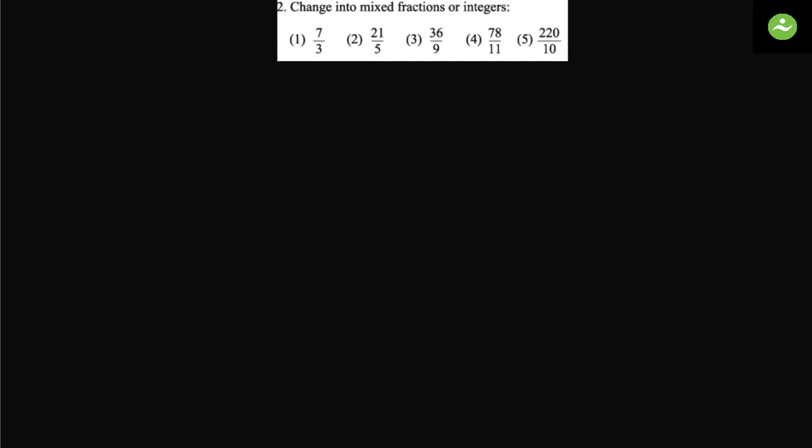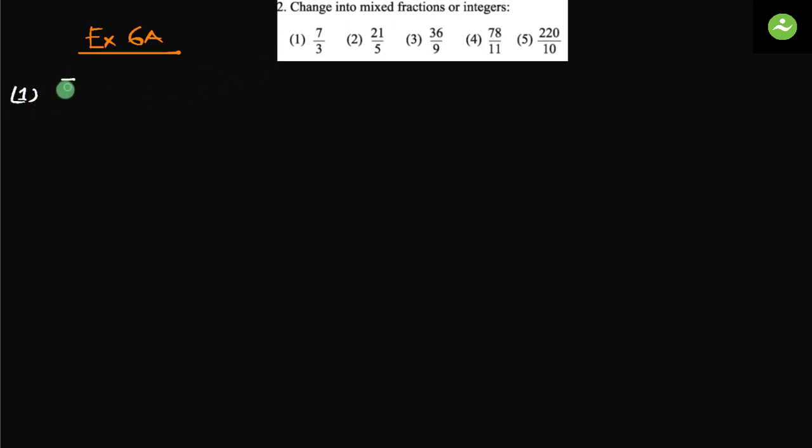Fractions chapter, exercise 6a. Question number 2. Change into mixed fractions or integers. We know already what a mixed fraction is and what an integer is. Integer means whole number. A mixed fraction has an integer and a fraction part. Okay, let us start with number 1, bracket 1.